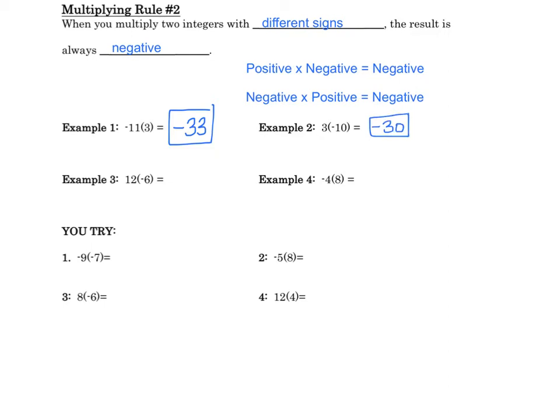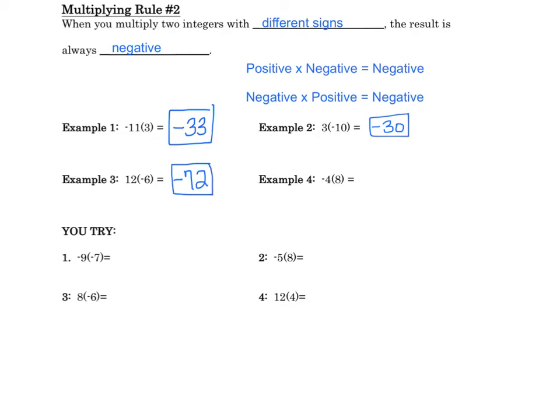Let's look at example 3. 12 times negative 6. We have a positive 12 and a negative 6. So a positive times a negative equals a negative, and 12 times 6 is 72. So your answer is a negative 72.